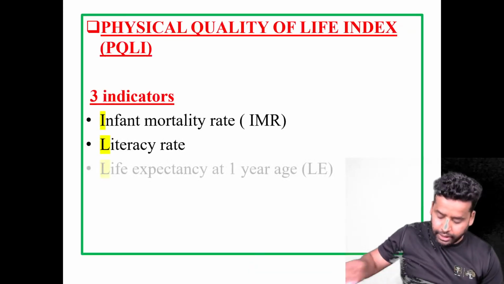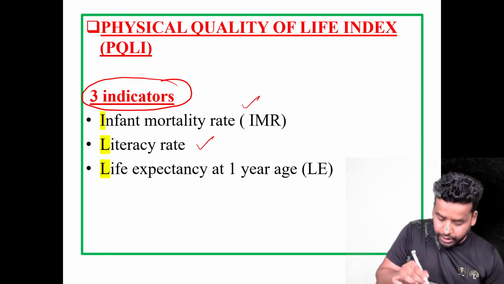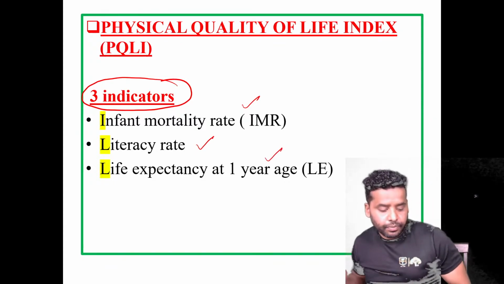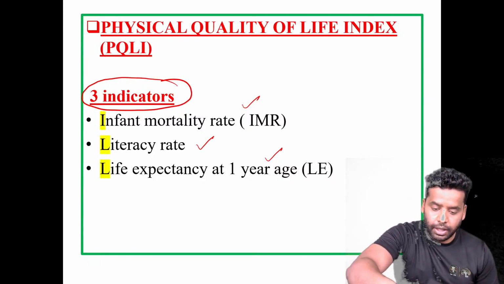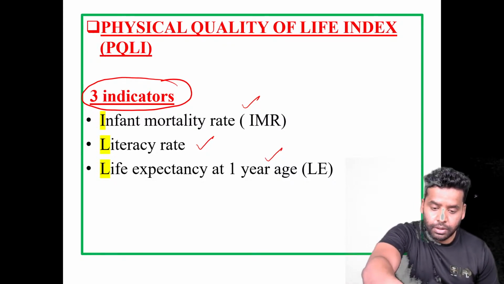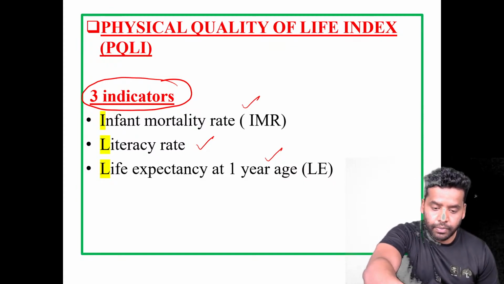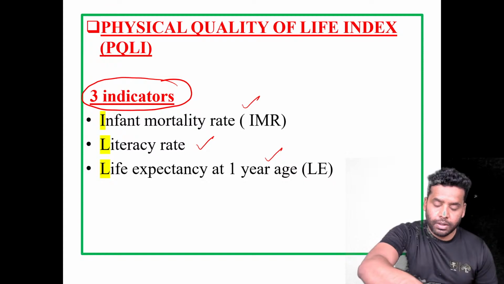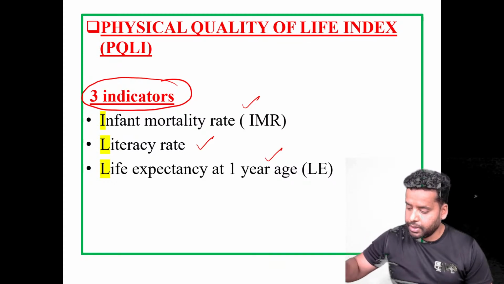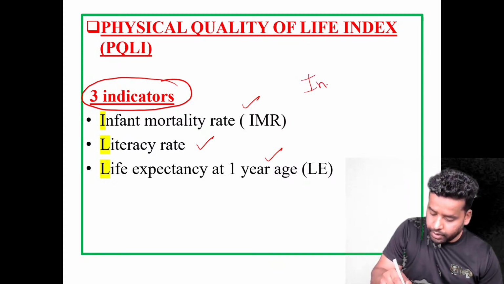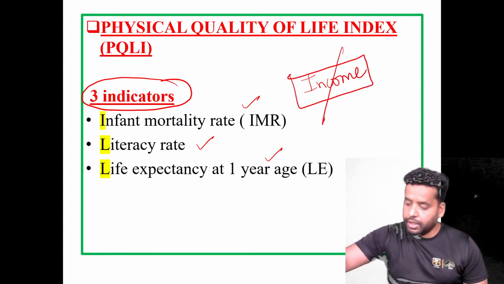Write down this. Three indicators are there in PQLI: infant mortality rate, literacy rate, and life expectancy at age 1. What is missing in PQLI? Very big thing which is missing. Income. Yes, income is not considered. Very, very important point.